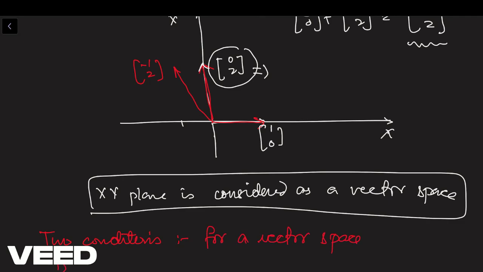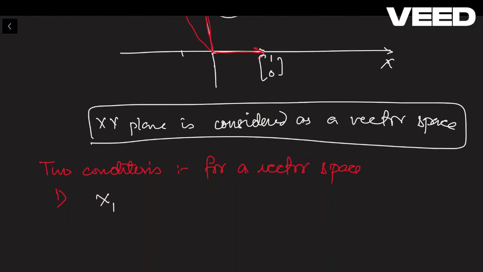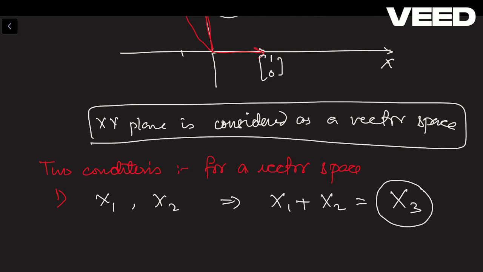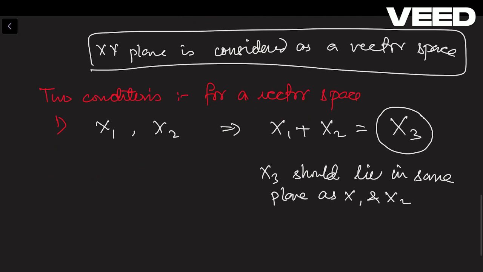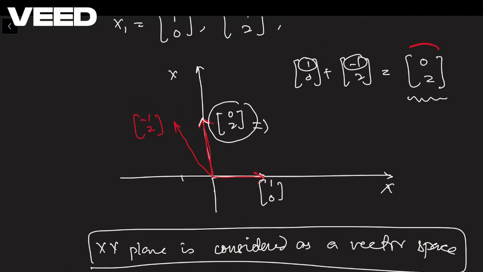One is the addition of vectors. Suppose you have one vector x1 and the other vector x2, then the addition of these two vectors, suppose x3, should lie in the same plane as x1 and x2. As we have seen, the addition of these two vectors lies in the same plane.